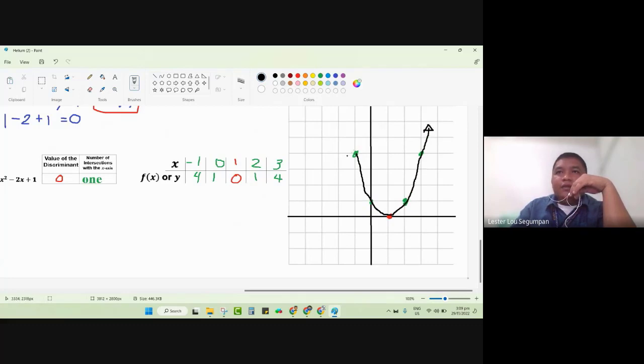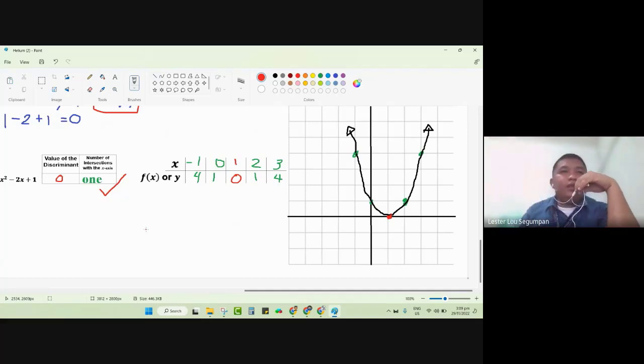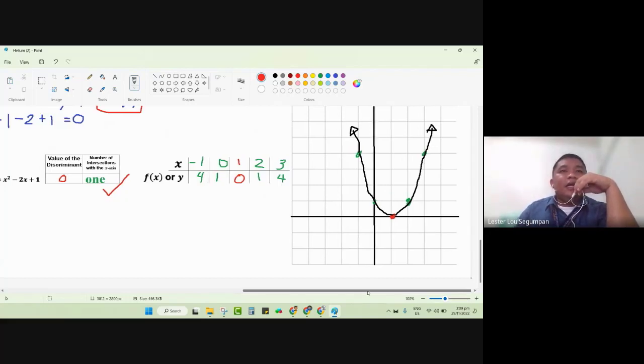Extend towards infinity. Notice that this graph only intersects the x-axis at this point. This area here, though it intersects this axis, is just the y-axis, so it's not counted. So it's really correct. There's only one intersection. So for you to add some assurance about what your graph will look like, you could also check using the discriminant and determine the number of intersections your parabolic graph will have against the x-axis.